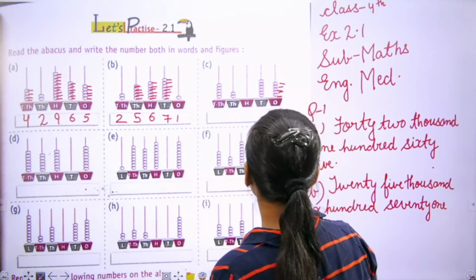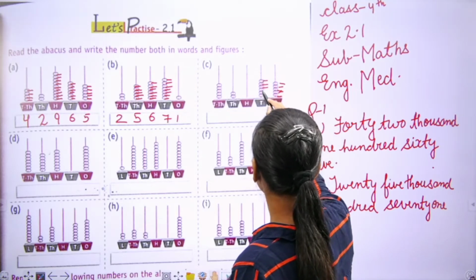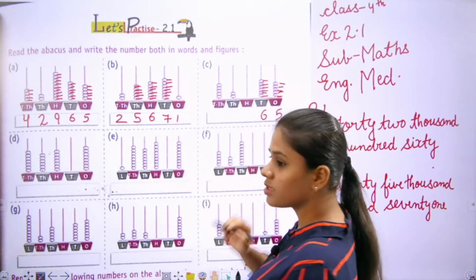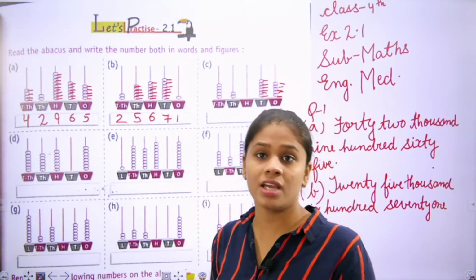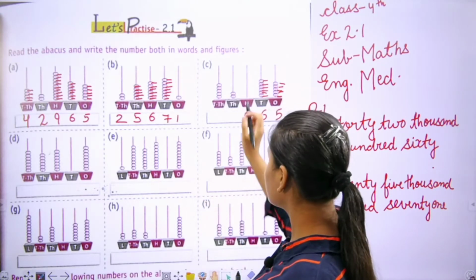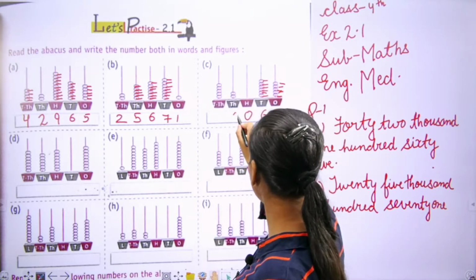Now move to the tens side. 1, 2, 3, 4, 5, 6. We will write here 6. In hundred side there are no beads. We will write here 0. Move to the thousand side. There are only 2 beads. We will write here 2.